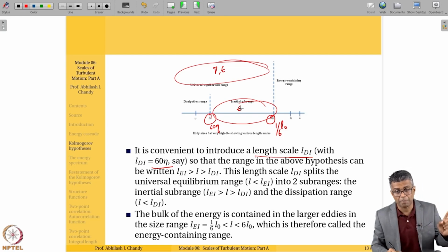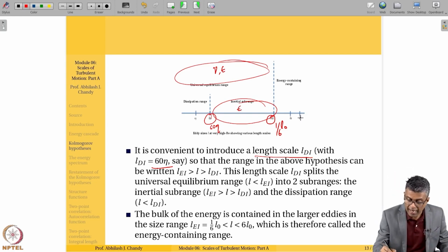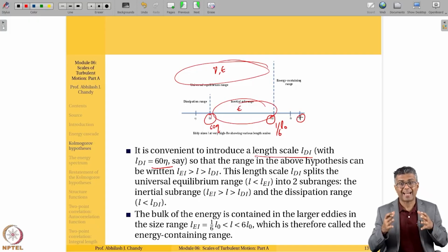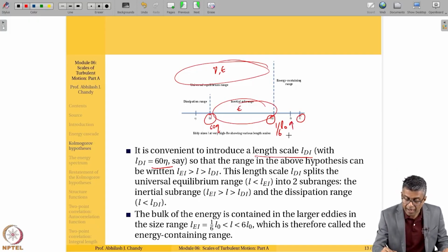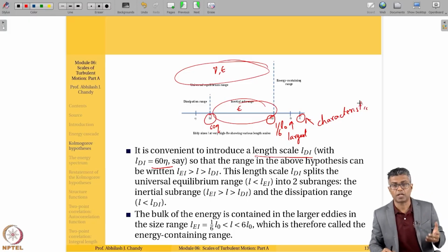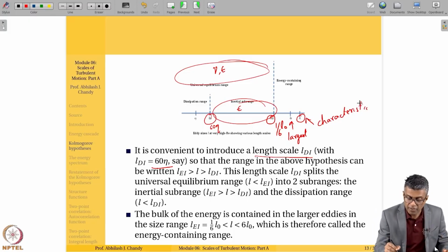I want to take a step back. Remember, I have this as my characteristic length scale. L0 is the largest length scale, isn't it? This is the characteristic length scale, which I was sort of calling fancy L. Everything greater than 1/6 L0 is the energy containing range and anisotropic.